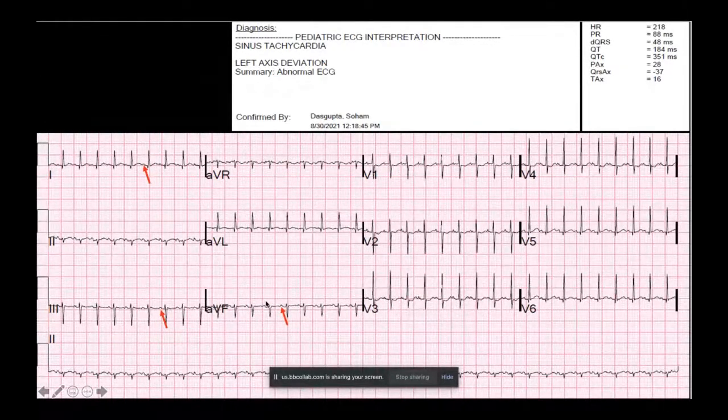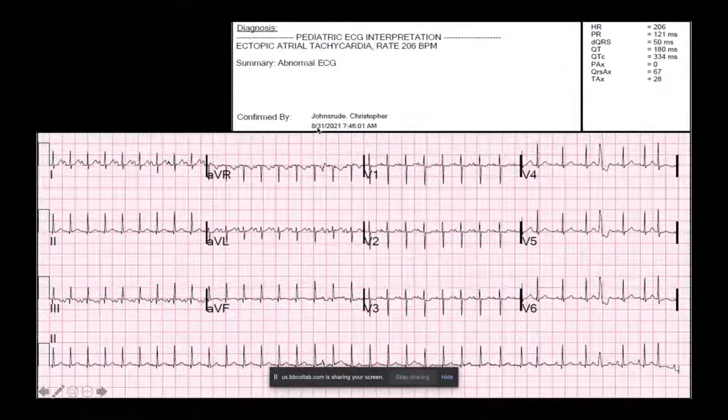And then the way I think about axis is very simply, you look at leads 1 and AVF. If lead 1 QRS is positive and AVF is down, that's left axis deviation, which is why I called it sinus tach with left axis deviation. All right, very good.